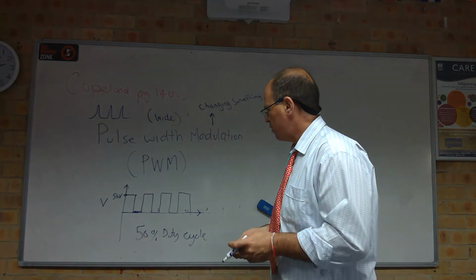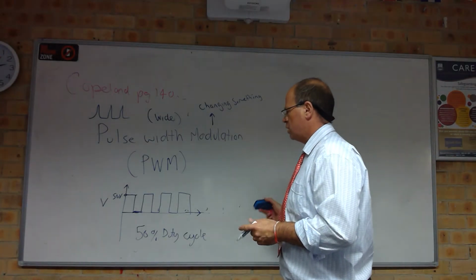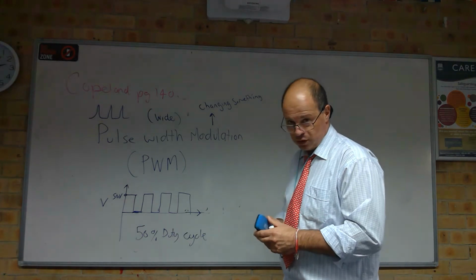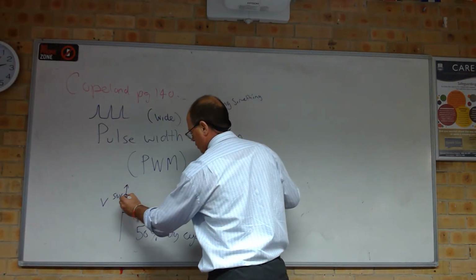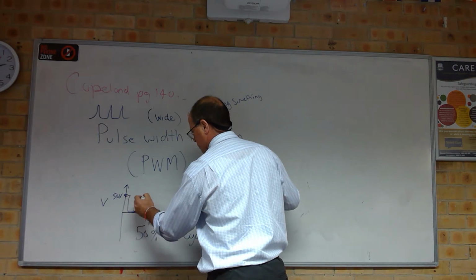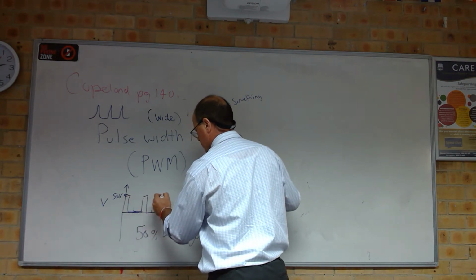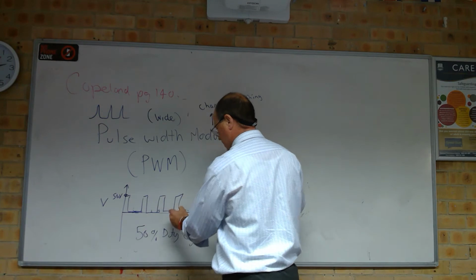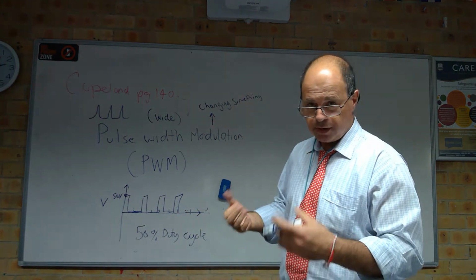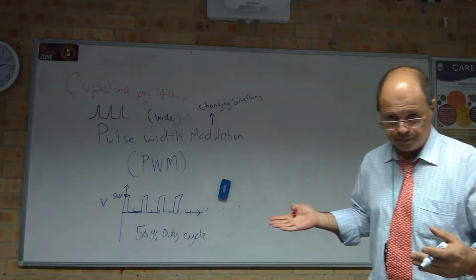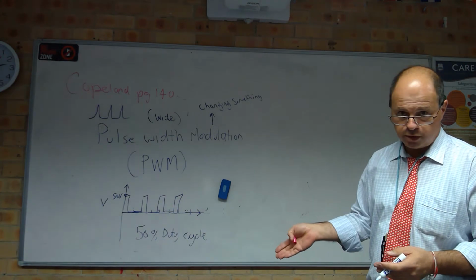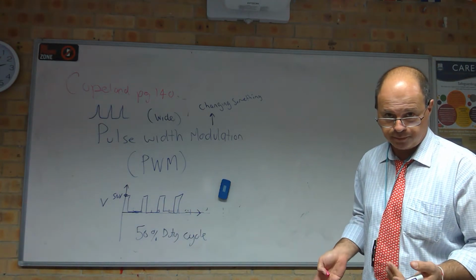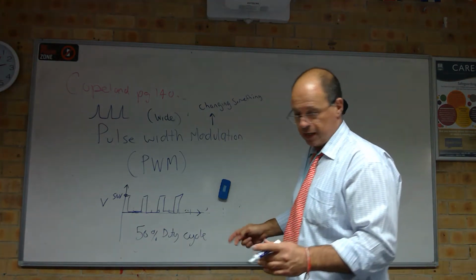Okay, so if that's a half duty cycle, and we wanted to turn it on for a quarter of the time, what we do is we just make our pulses narrower in width. So by changing the width of the pulse, we can control the speed. That is pulse width modulation to control a DC motor. Okay, that is what it's about.